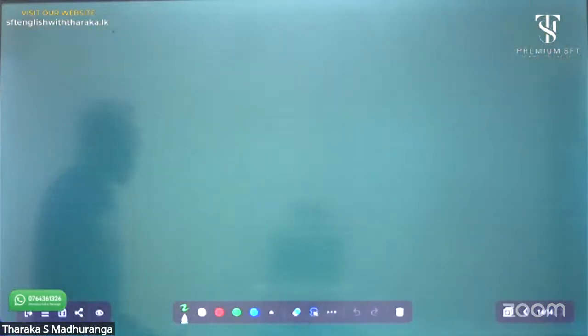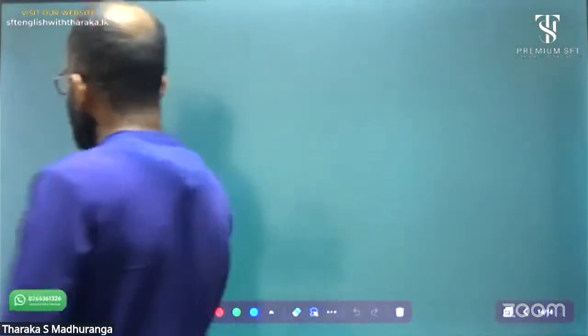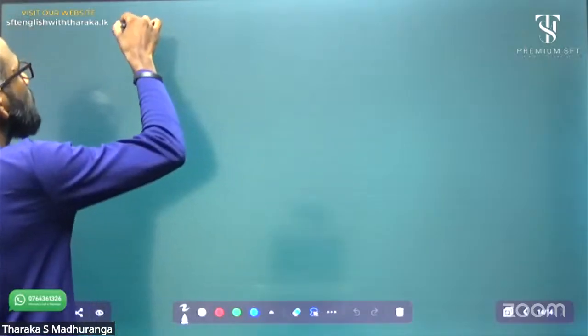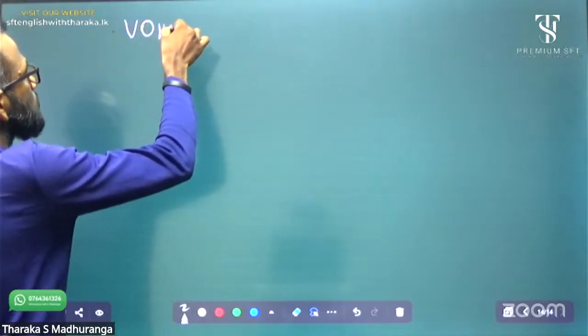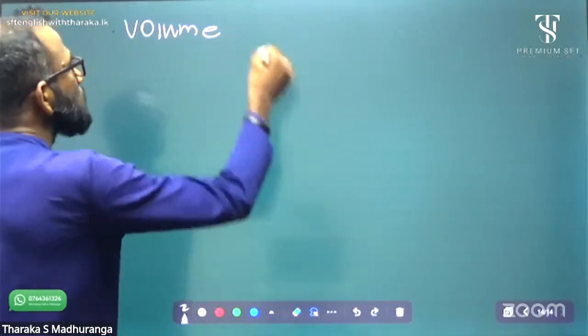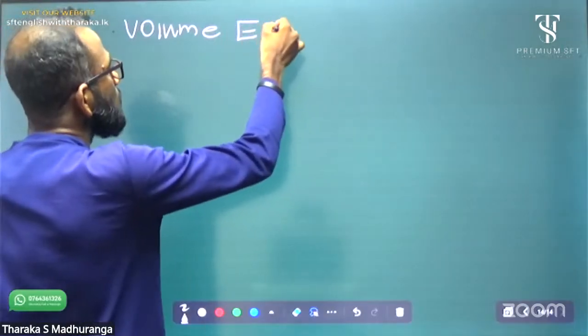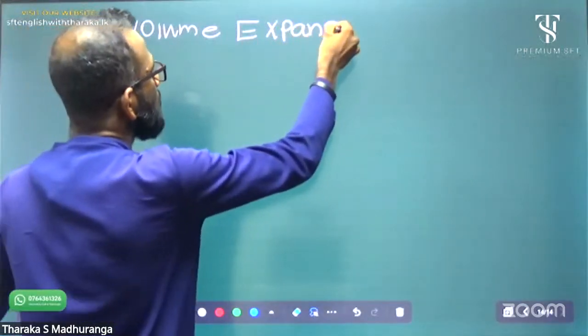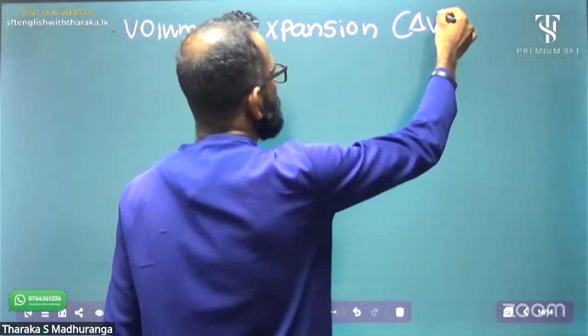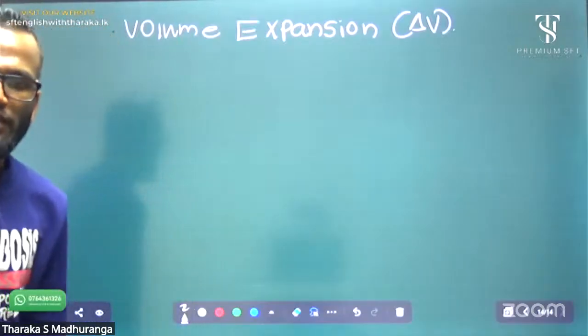Okay, before moving to homework questions, let's move into volume expansion. Then the solid expansion is completed. Write down in your short note the topic: solid volume expansion. Volume expansion, delta V.